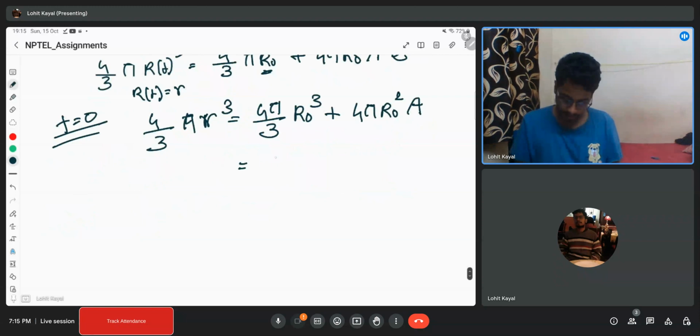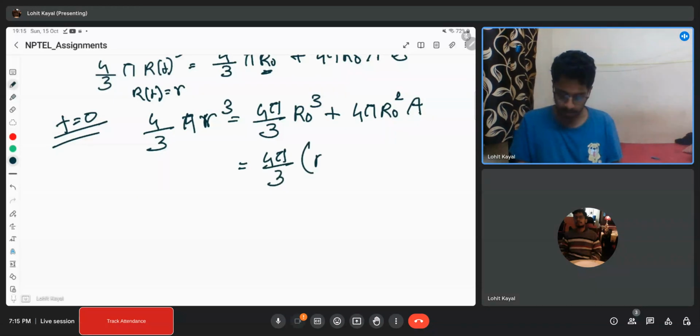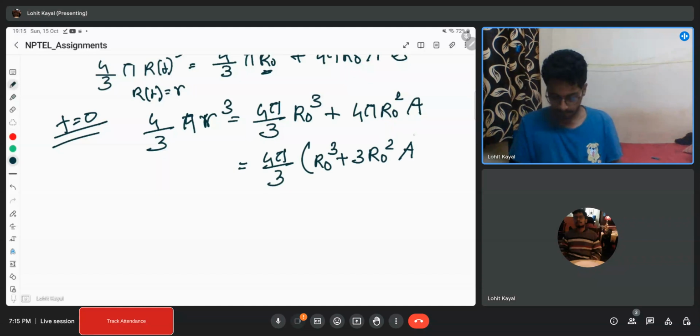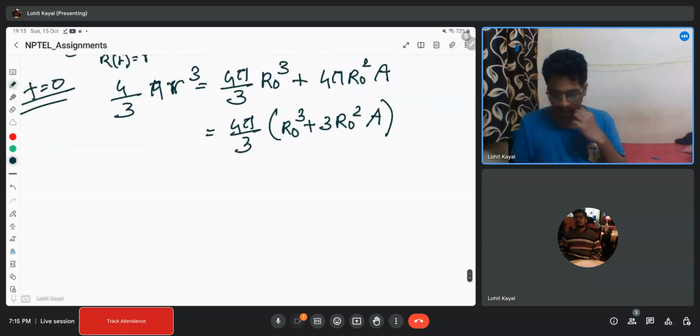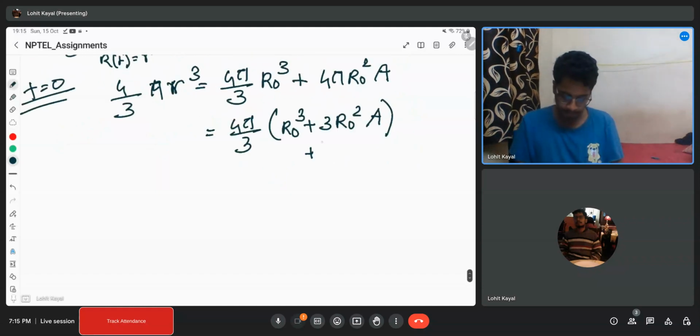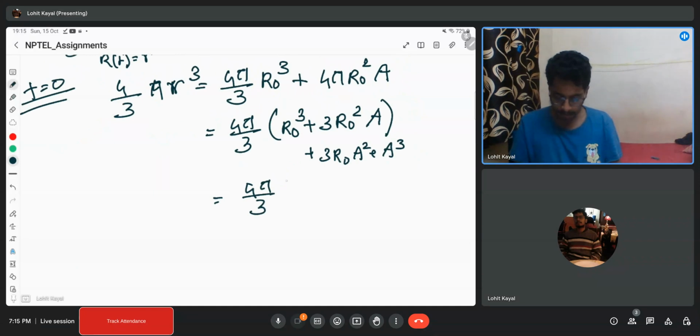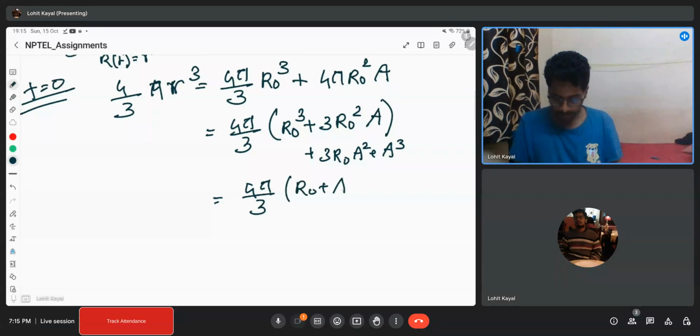So I can take 4 pi by 3 as common, and I will get R naught cube plus 3 R naught square into A. Now, if we add the term like 3 R naught A square plus A cube, then it will be 4 pi by 3 R naught plus A whole cube. But we don't have those terms.